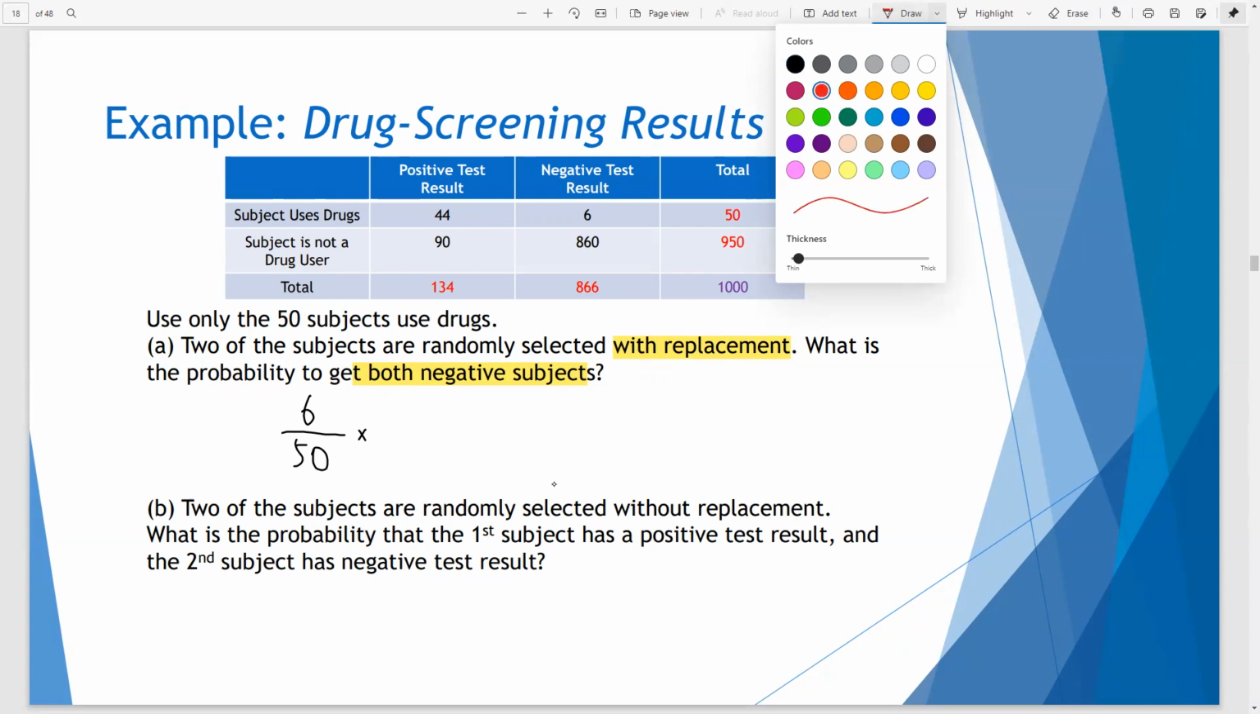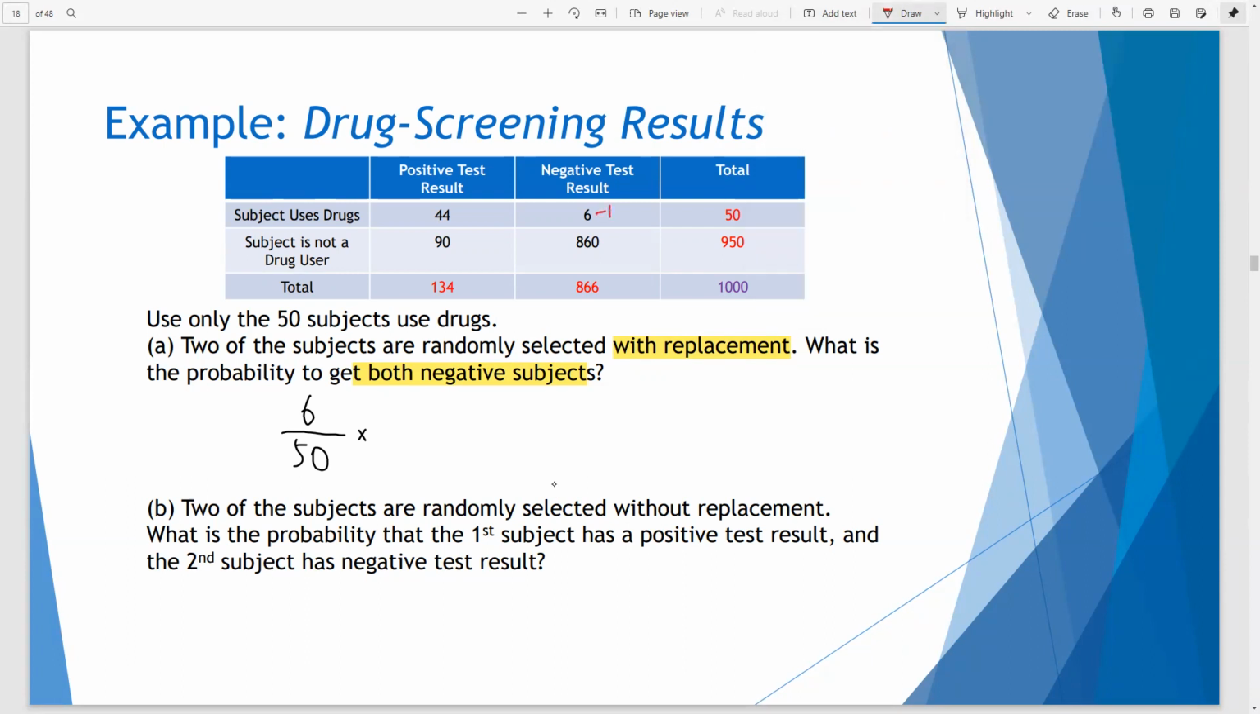What you do is take away 1, right? But you put it back. So remain the same, right? Nothing changed. So this remains the same, that you put it back, right? With replacement means put it back.